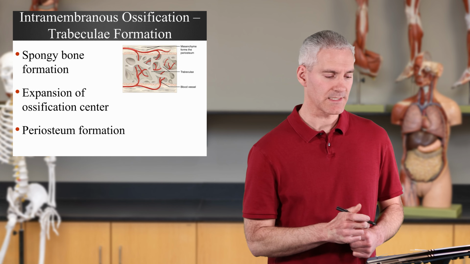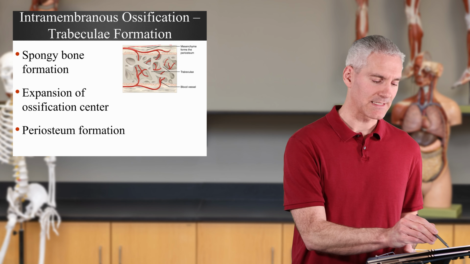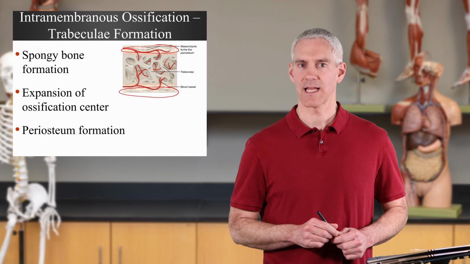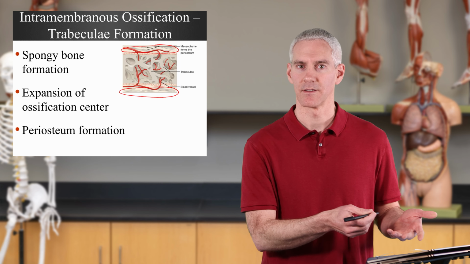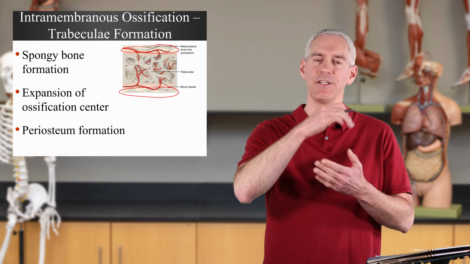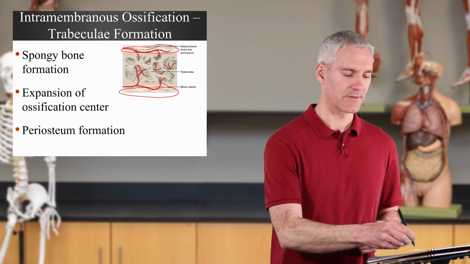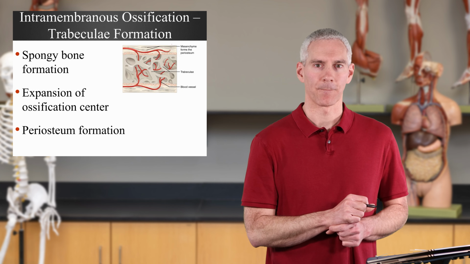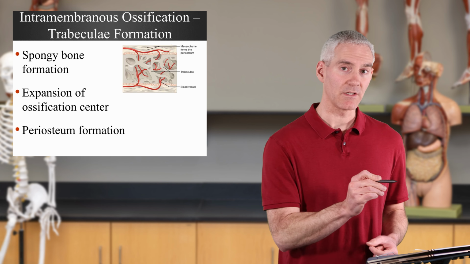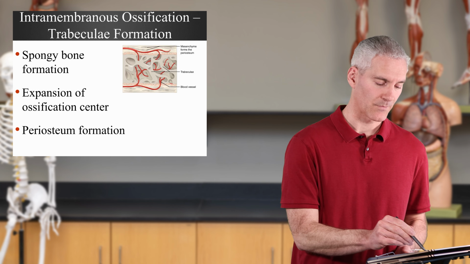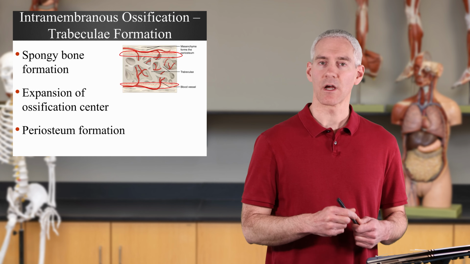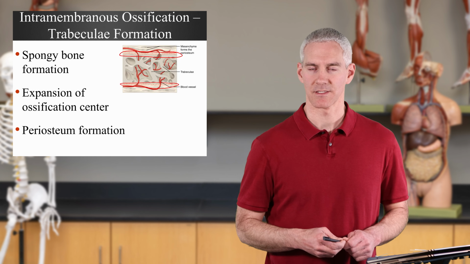The membrane is still present. You can see on this outside edge here and down here, that's the mesenchymal membrane. It's still there. It's just now on the outside edges of the actual developing spongy bone. So as this keeps going, you still have those osteoblast cells. This layer of cells and this layer of cells. Those are all osteoblast cells.